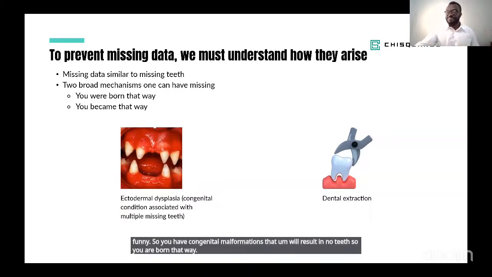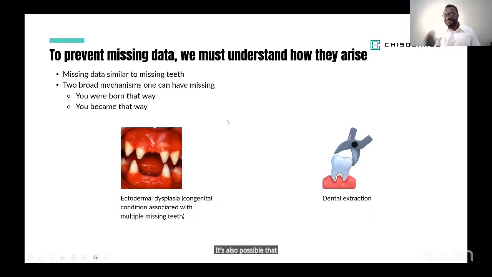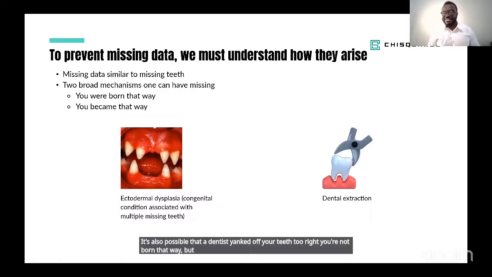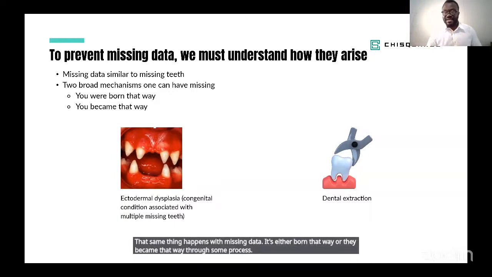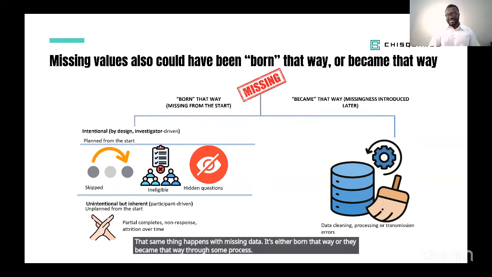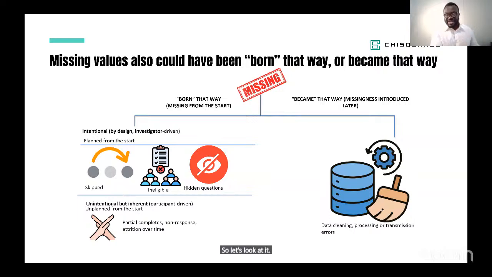But it's also possible that a dentist yanked off your teeth, right? You were not born that way, but suddenly you have missing teeth. That exact same thing happens with missing data. Either they were born that way or they became that way through some process. So let's look at it. Again, missing data are born that way or they became that way.